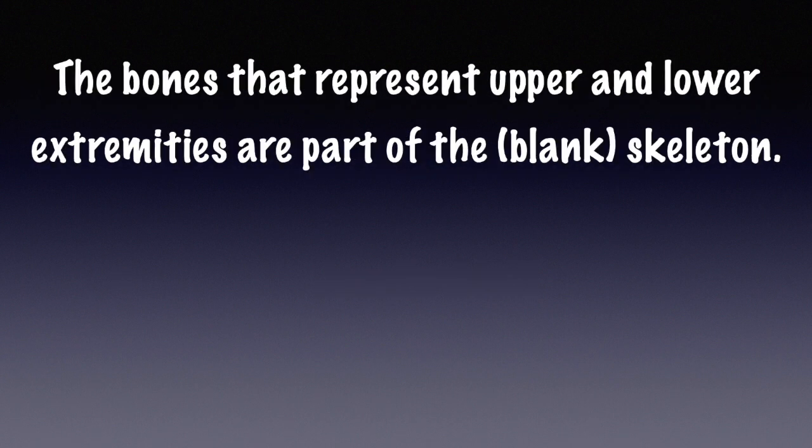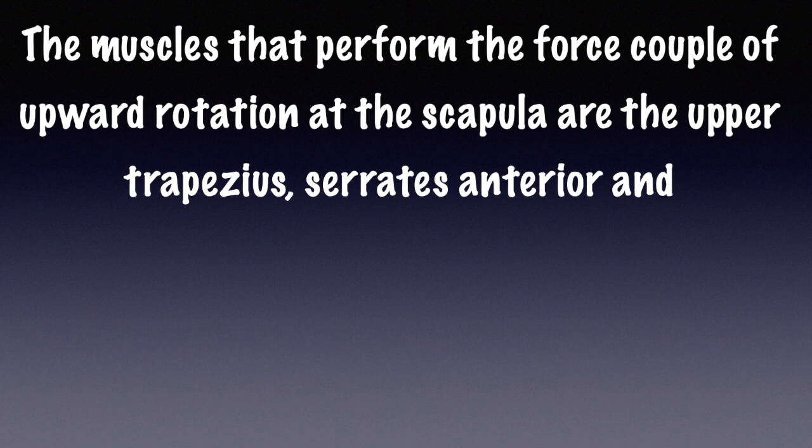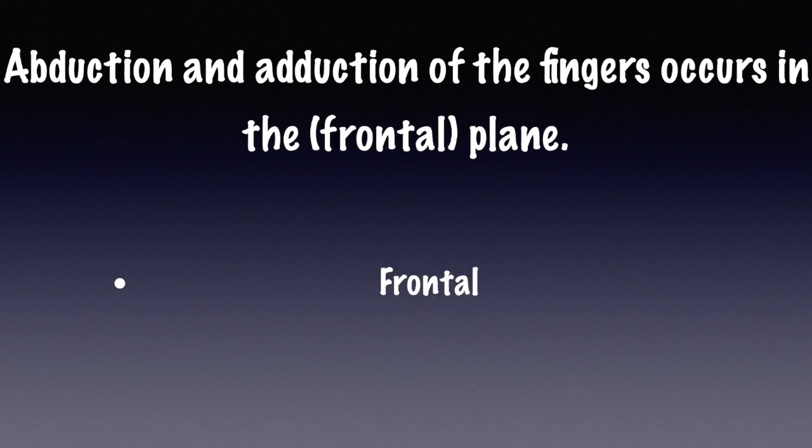The bones that represent upper and lower extremities are part of the appendicular skeleton. The muscles that perform the force couple of upward rotation at the scapula are the upper trapezius, serratus anterior, and lower trapezius. Abduction and adduction of the fingers occurs in the frontal plane.